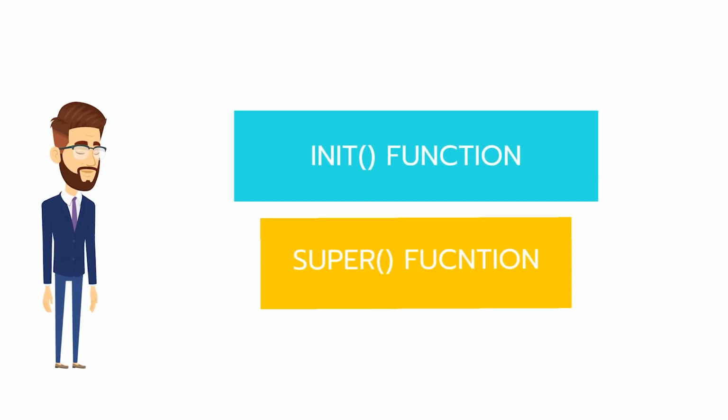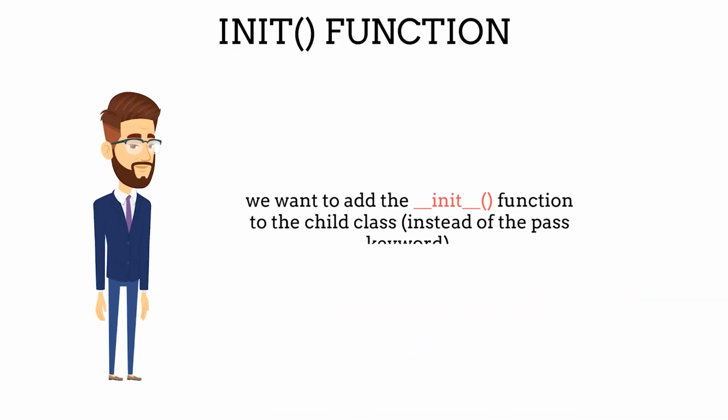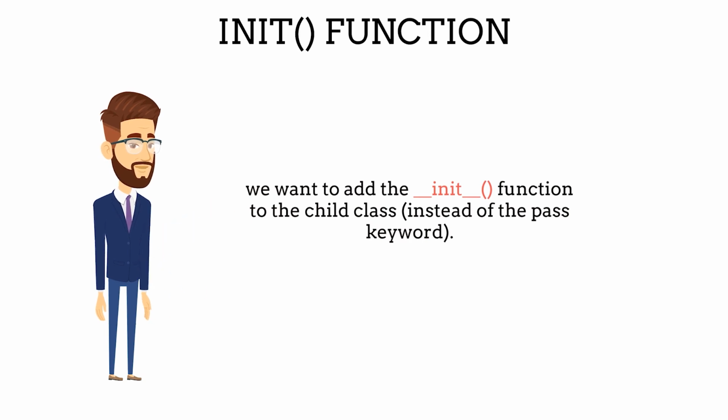We can achieve inheritance in our programming by 2 functions, or we can say by 2 ways. First one is using the init function in our code. And second one is by using the super function. Let's see what is the init function. We have to add the init function in the child class.